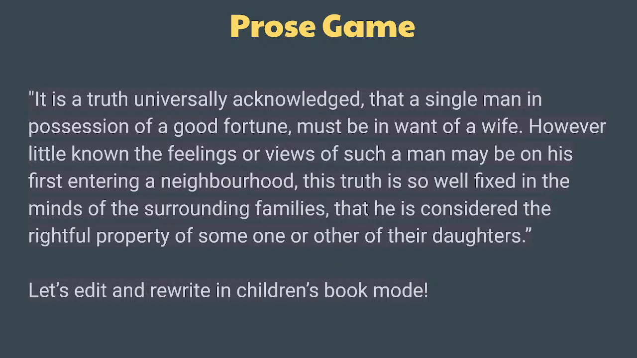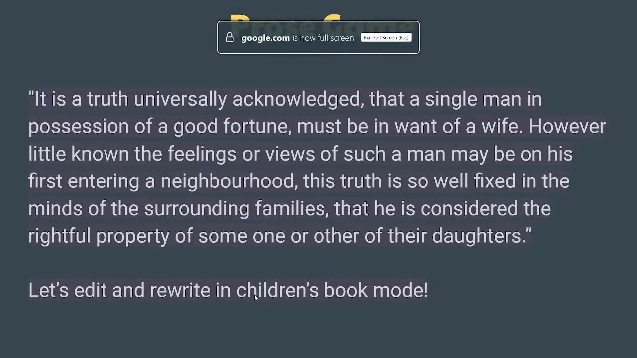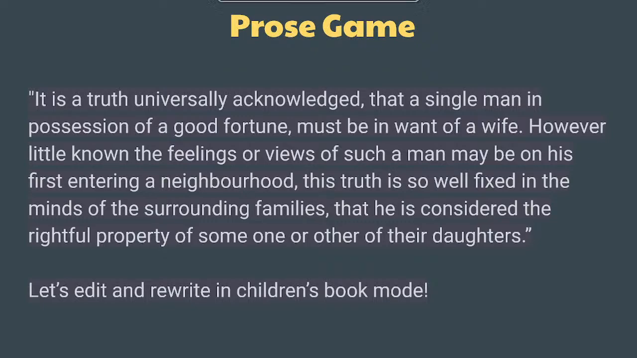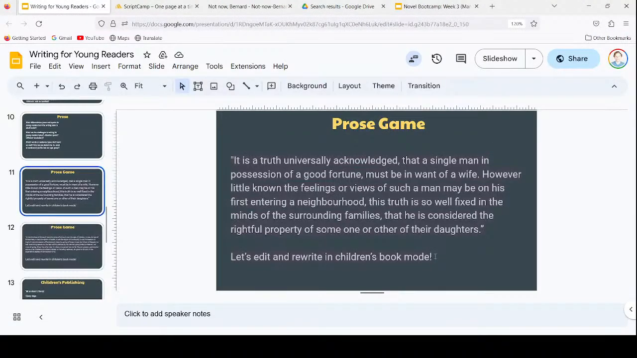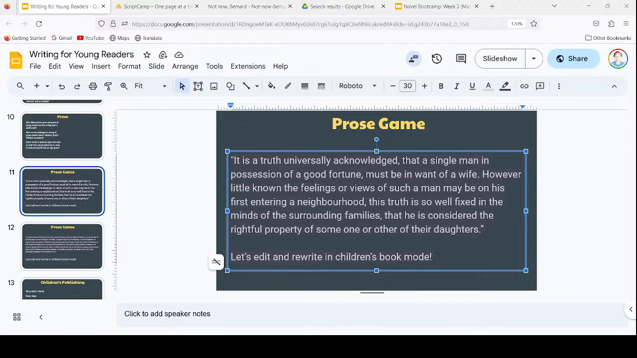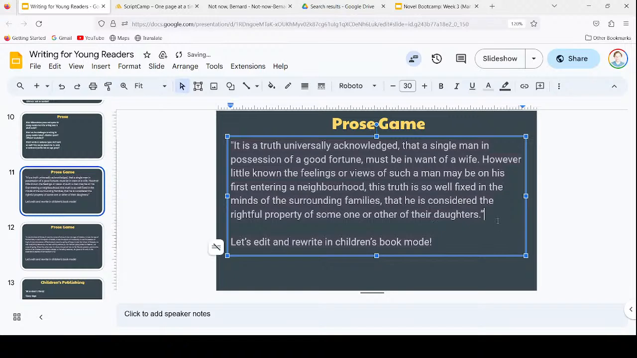So the very first thing I'd note is that second sentence, that is literally 1, 2, 3, 4 and a bit lines. That's way too long for a children's book sentence, even a YA sentence. That'd be the first thing I'd note. And it's got several clauses: "However little known the feelings or views of such a man may be on his first entering a neighborhood, this truth is so fixed in the minds of the surrounding families that he is considered the rightful property." That's got like 2 complex things in. Now, obviously, this is also an older book, so it's using a lot of older language.